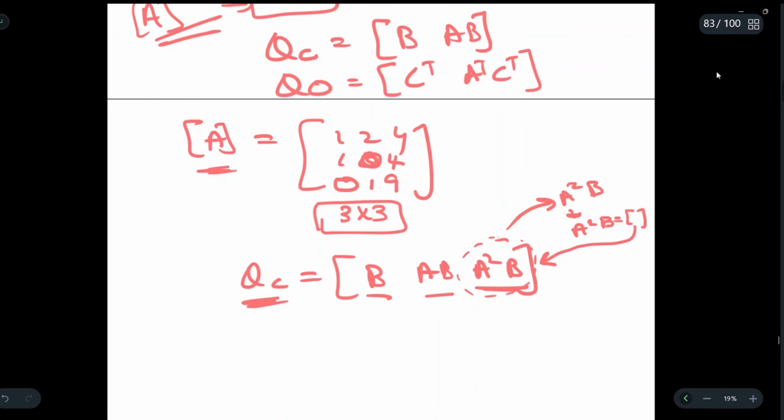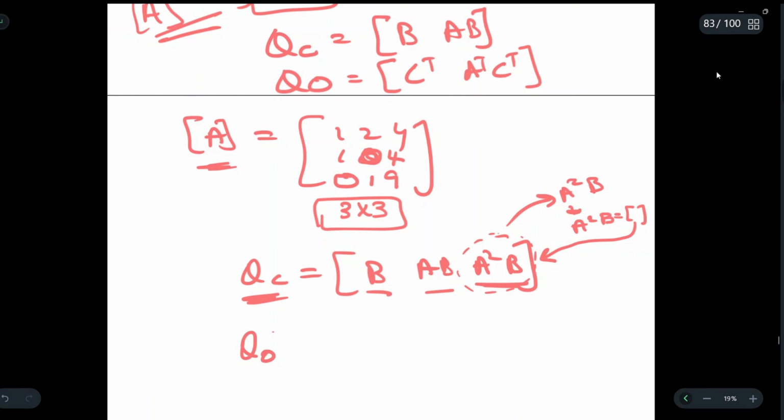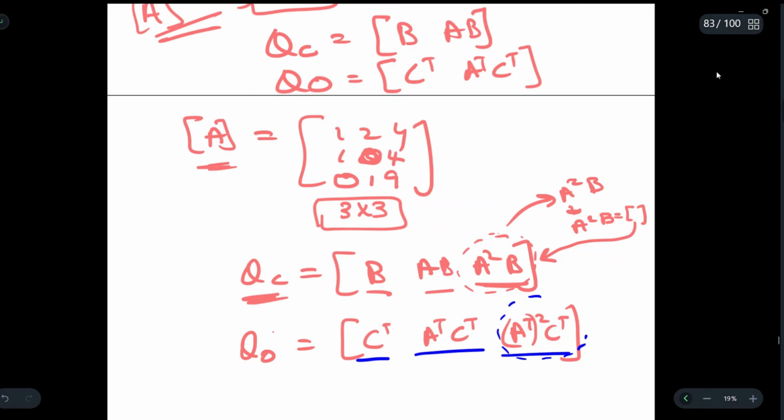Similarly for observability, we will take CT, AT CT, and AT square into CT. So over here also we have taken three terms, that is CT, AT CT, and AT square CT. This is exactly the same, only this term has been added. Similarly, we will find the transpose of A, as we did for these two, then square it, multiply it by CT, and put that resultant matrix back over here.